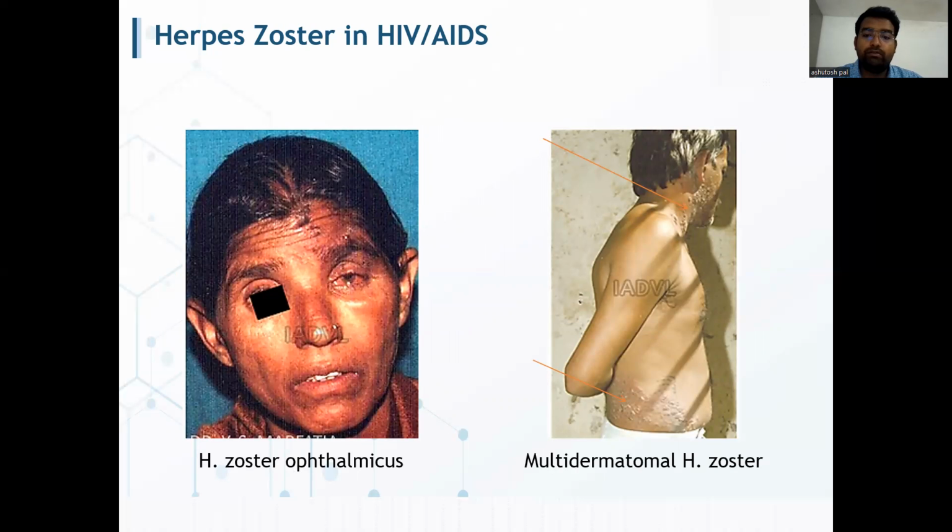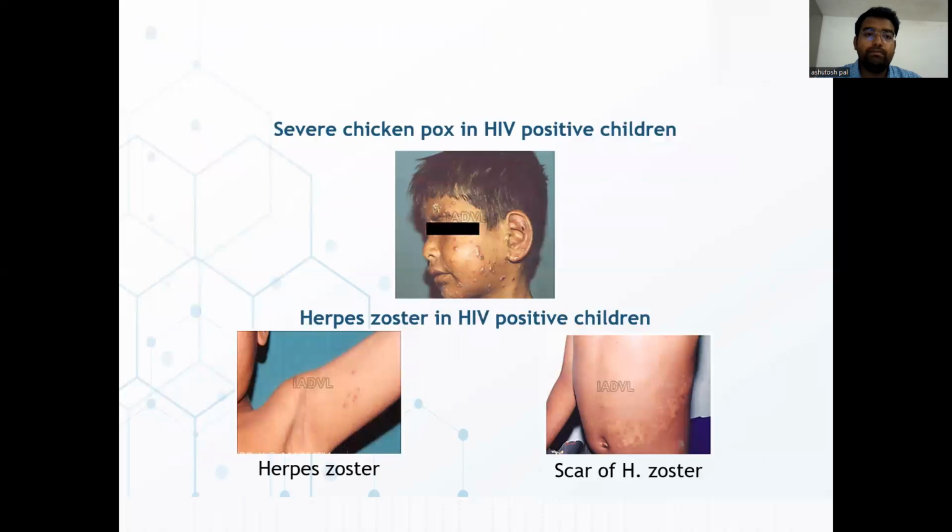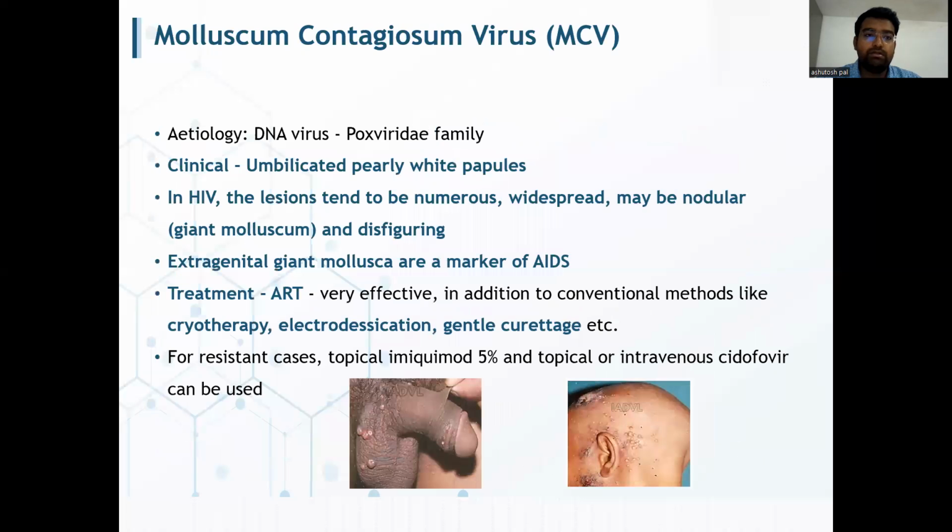This is herpes zoster ophthalmicus and multidermatomal herpes zoster represented in pictures. Severe chickenpox in HIV positive children can also take place, herpes zoster, and these are the scars of herpes zoster. Now, molluscum contagiosum virus, that is a DNA virus belonging to Poxviridae family.